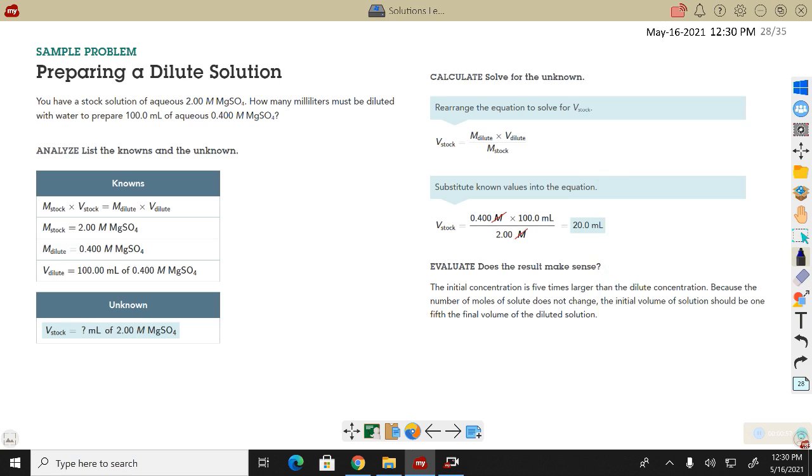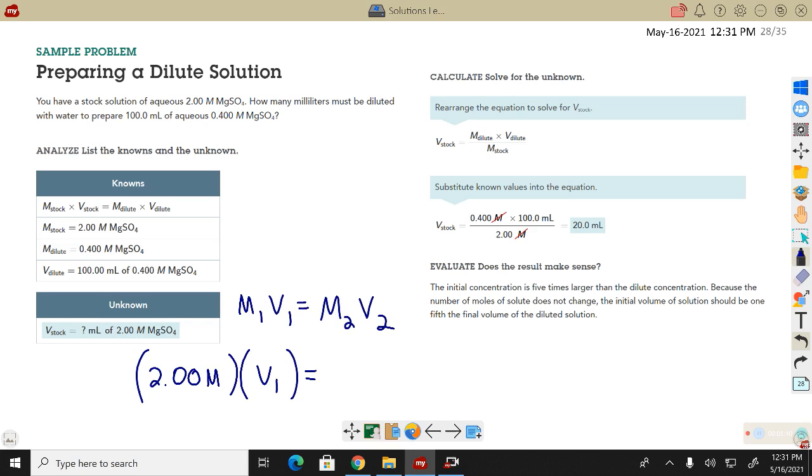So I like to use this equation, M1V1 equals M2V2. And I kind of just plug in what I know, and I'll have one missing variable to solve for. M1 is the molarity of the original solution. Well, the original solution was 2 molar. V1 would be the volume of the original, and that's actually what we want to solve for. How many milliliters of that 2 molar solution must be diluted with water? So we're going to leave V1 as our variable.